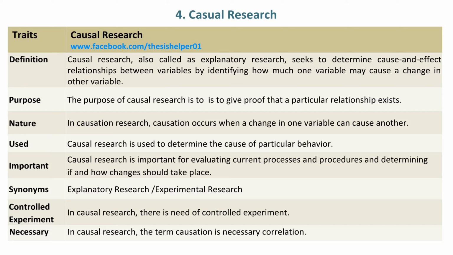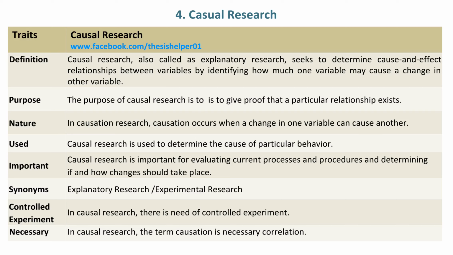Causal research, also called explanatory research, seeks to determine cause and effect relationships between variables by identifying how much one variable may cause a change in another variable. The purpose of causal research is to give proof that a particular relationship exists. In causal research, causation occurs when a change in one variable can cause another. Causal research, or conclusive research, is used to determine the cause of particular behavior.